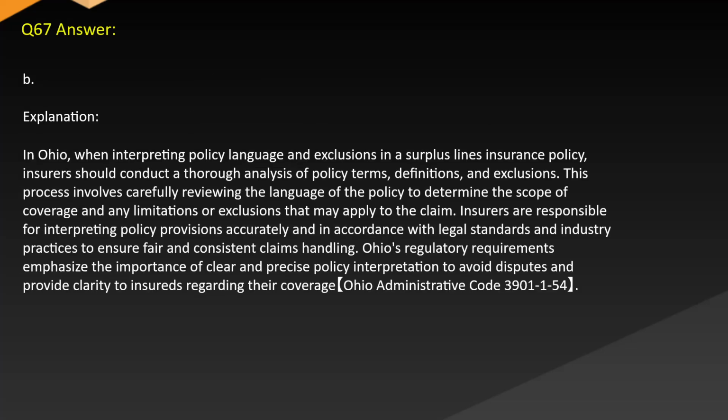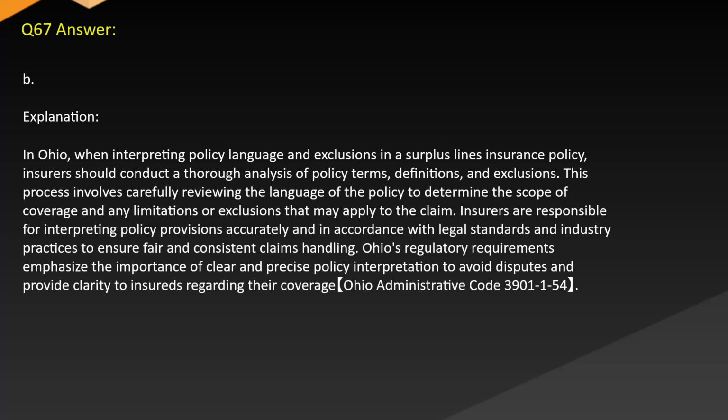Answer. B. Explanation. In Ohio, when interpreting policy language and exclusions in a surplus lines insurance policy, insurers should conduct a thorough analysis of policy terms, definitions, and exclusions. This process involves carefully reviewing the language of the policy to determine the scope of coverage and any limitations or exclusions that may apply to the claim.